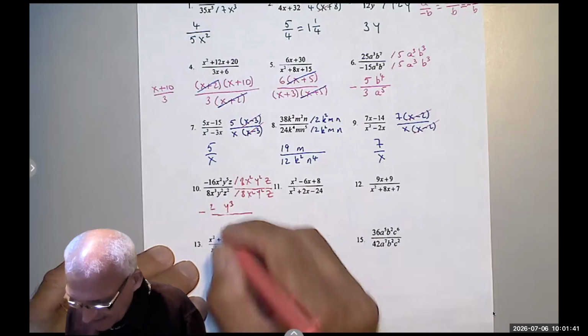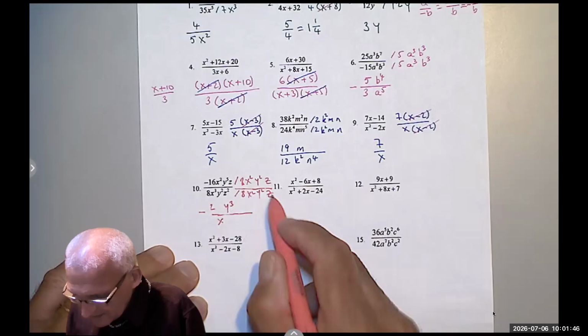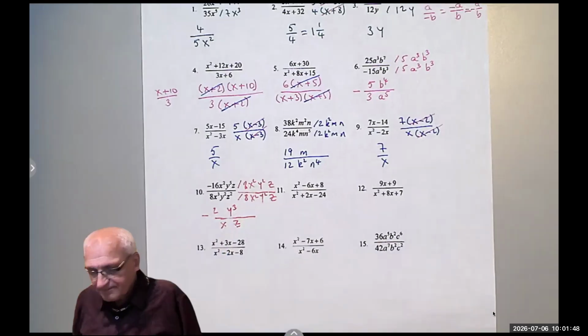X cubed and x squared, that's x. Y squared and y squared, nothing. Z squared and z is z.